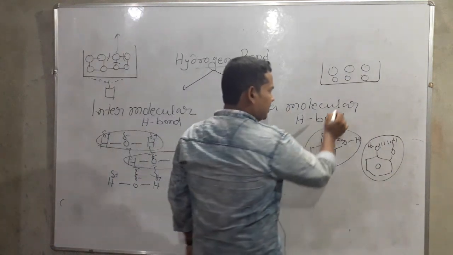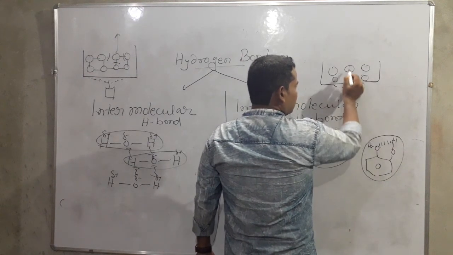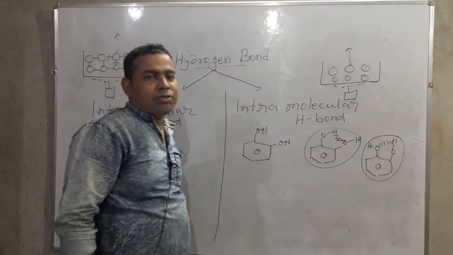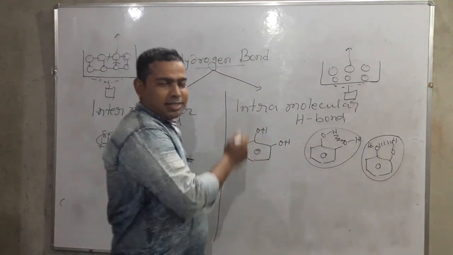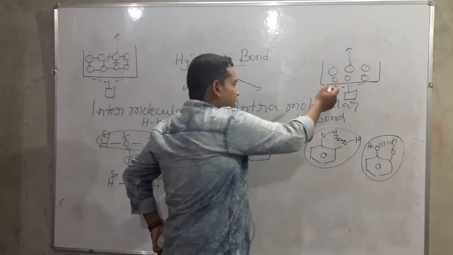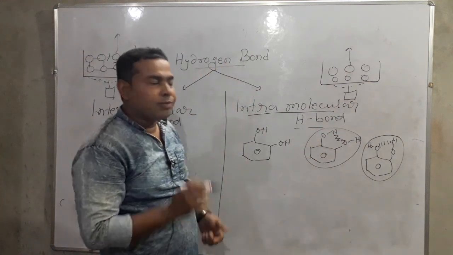So what happens as a result? When you heat it, the molecule easily goes to the vapor state. That is, this one requires less amount of energy. That is, this one has lower boiling point. Clear? So this intramolecular containing molecule shows less boiling point.